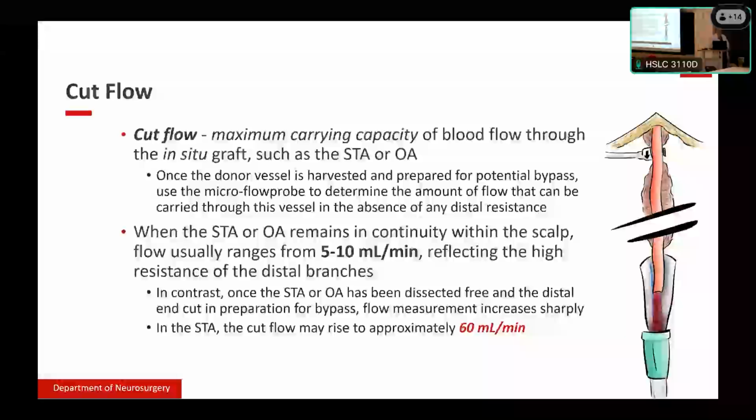So when the STA or occipital artery is in continuity with the scalp, because of how resistant the vascular bed is in the scalp, you can have very, very low flow through those arteries. But once you actually cut the STA and measure the flow, it can get up to 60, even higher I've seen, but 60 is average.